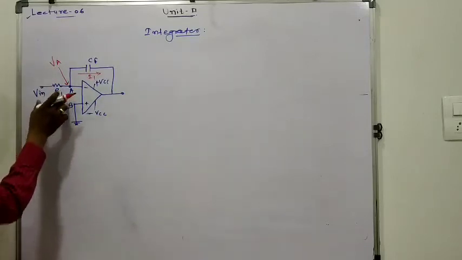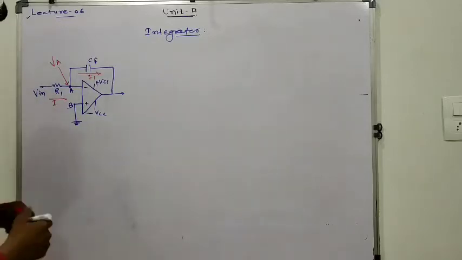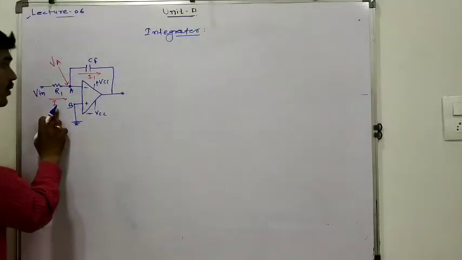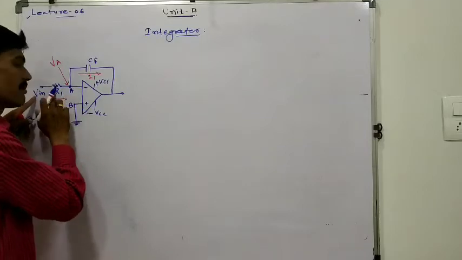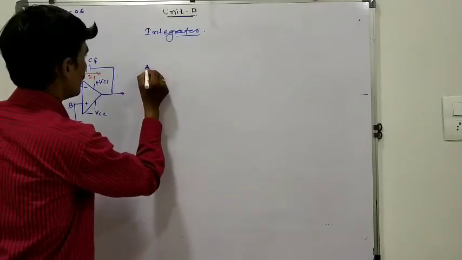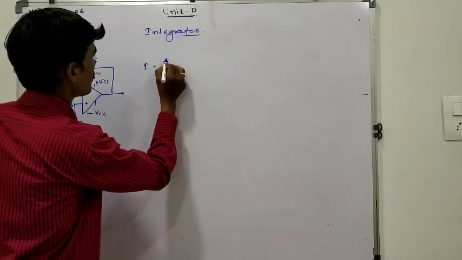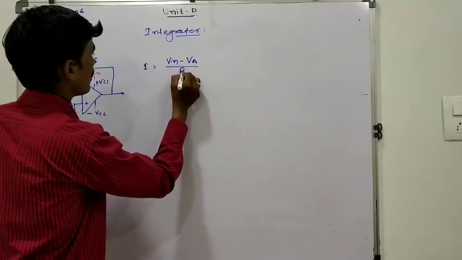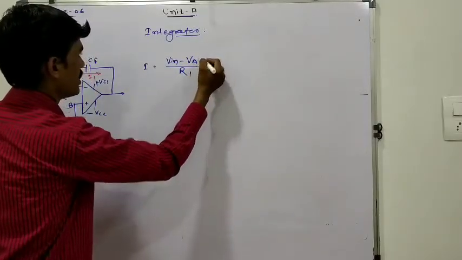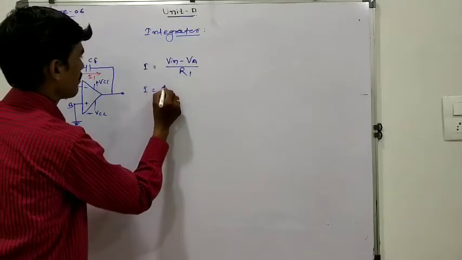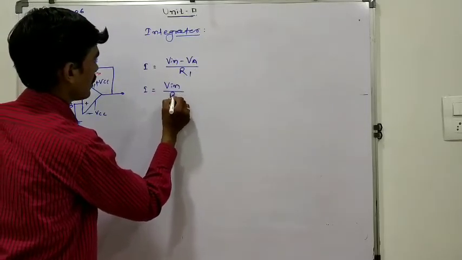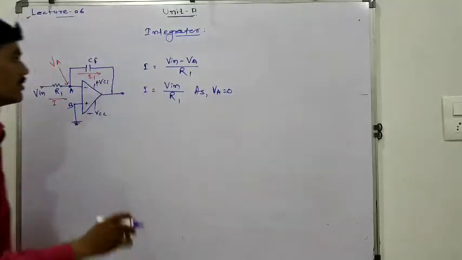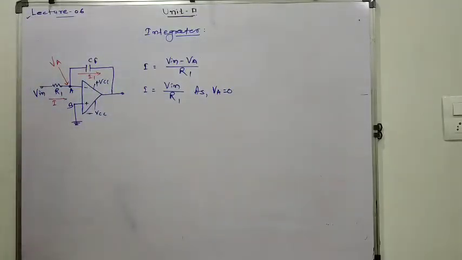If we want to calculate the current I, I is the current flowing through the resistance R1. By simple Ohm's law, we take the voltage difference divided by resistance. So I is equal to V in minus VA divided by R1. As VA is equal to 0, I must be equal to V in by R1.